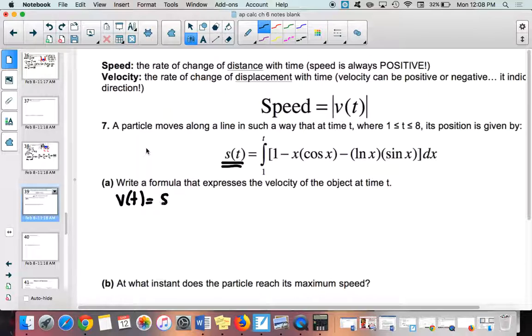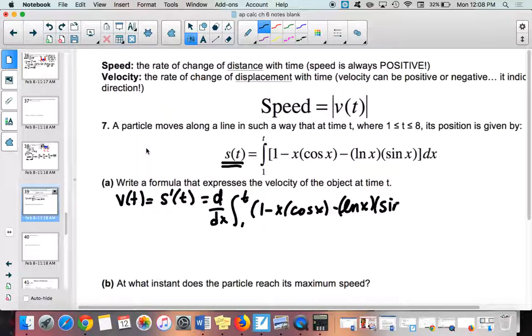Velocity is the derivative of the position. Remember, it goes position, velocity, acceleration. So if I'm trying to take the derivative of the integral from 1 to t of (1 minus x) times cosine of x minus natural log of x times sine of x dx.